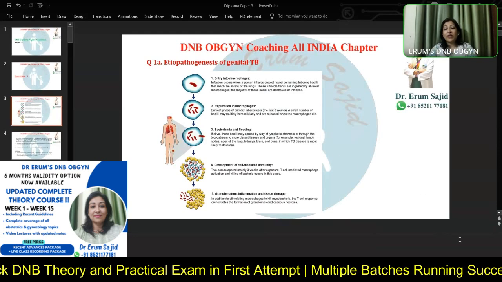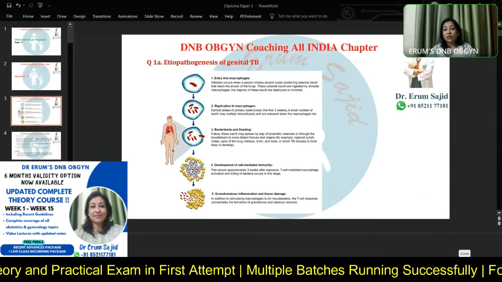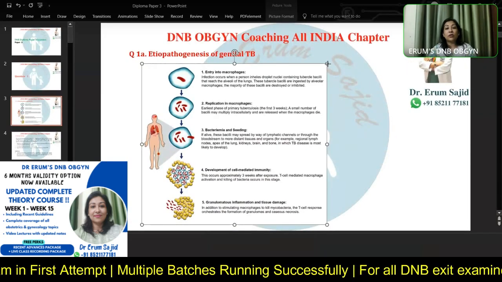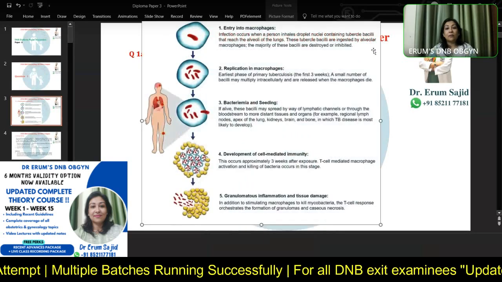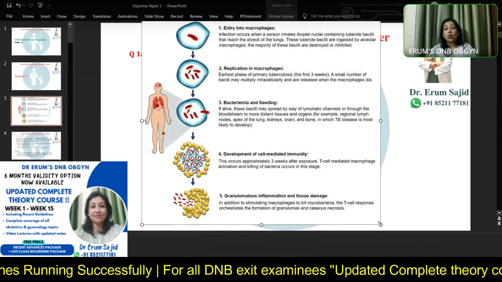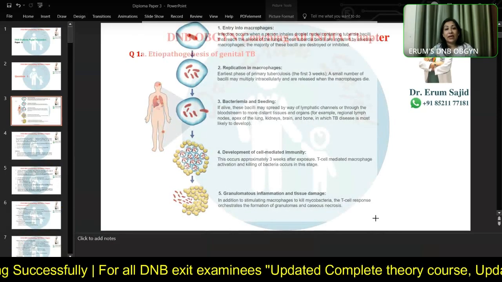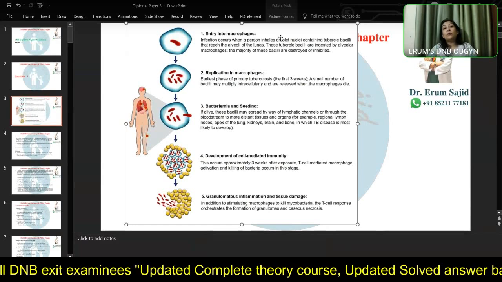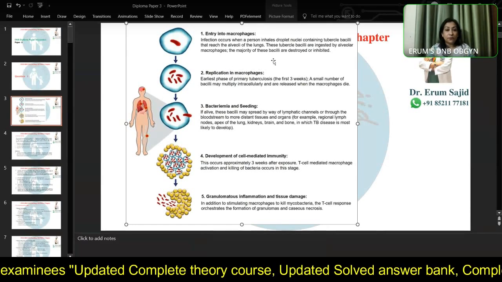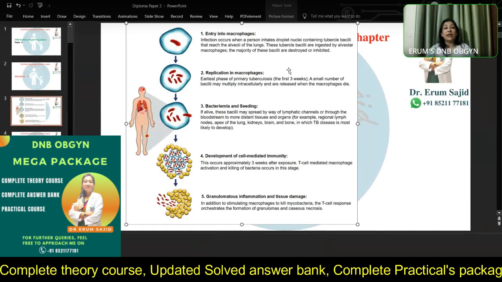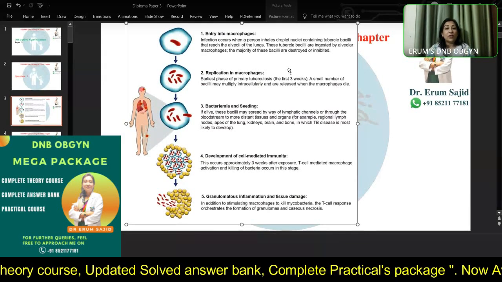Now, when this kind of question comes, this is about etiopathogenesis of tuberculosis. I'll just blow it up for everybody to see, and then I'll put it back in place. So here, what they're trying to say is: how does this TB start? First of all, the infection occurs when a person inhales the droplet nuclei containing the tubercle bacilli, and they reach the alveoli of the lung. This is how it happens.